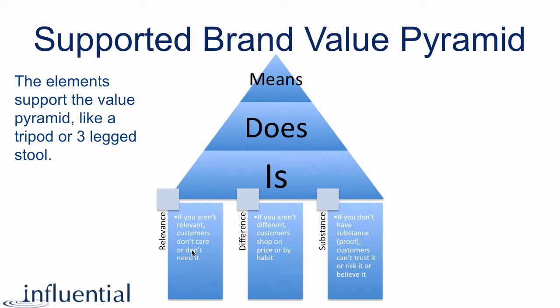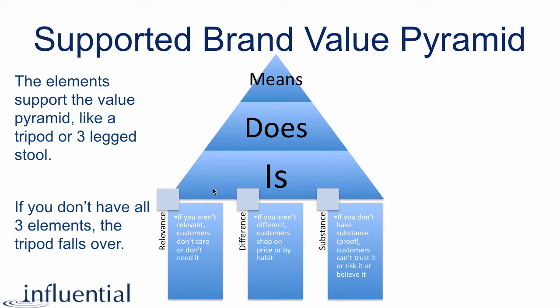So if substance is lacking, it seems unsafe or risky, and they just won't buy because they're afraid of losing out or afraid it won't deliver. So we really need all three of those, and together they support the brand value pyramid, the is, the does, and the means. And if you don't have all three, it's sort of like a stool or a tripod, if you don't have three, then it falls over.